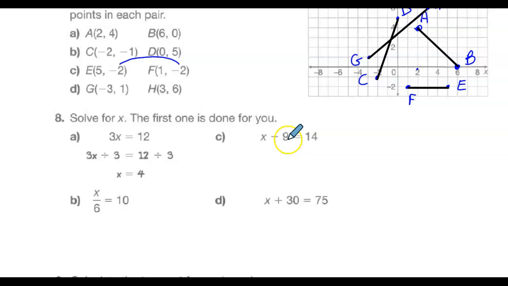Okay, so here, this one, x minus 9 was 14. So now we've got to do the opposite, which is adding 9 to both sides. So that goes to 0. So x equals 23. And you can always check it. Put it back in. 23 minus 9 is 14.